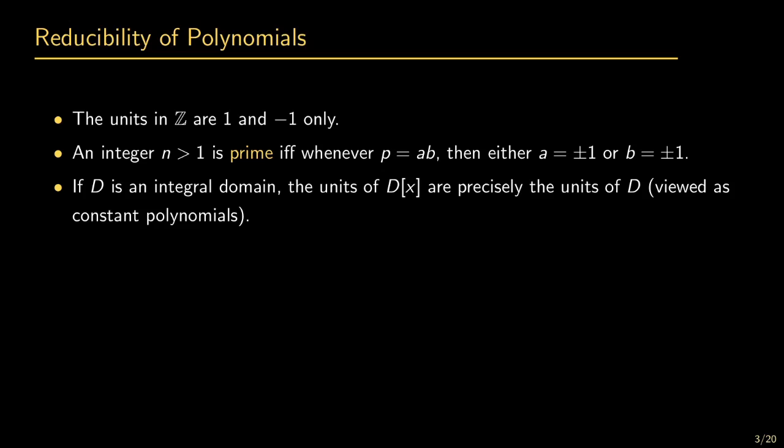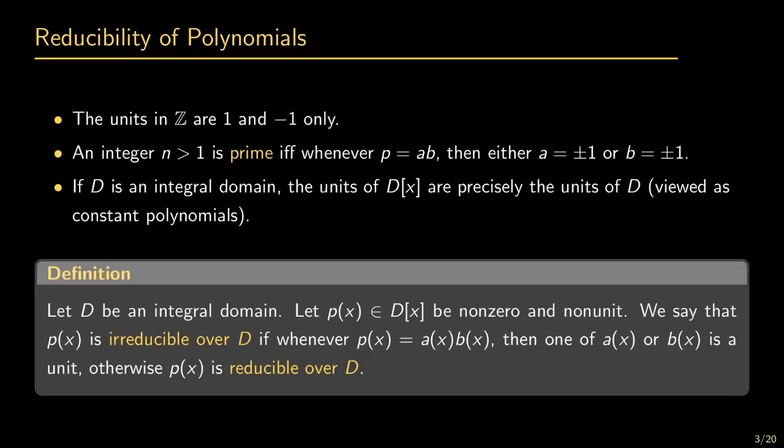Also, let's recall that if D is an integral domain, then the units of the polynomial ring D[x], or the only polynomials with multiplicative inverses in D[x], are also precisely the units of the integral domain D. Now, the units that I'm talking about here are the polynomials, or the elements of D, when we view them as constant polynomials. So, we make a definition parallel to these ideas.